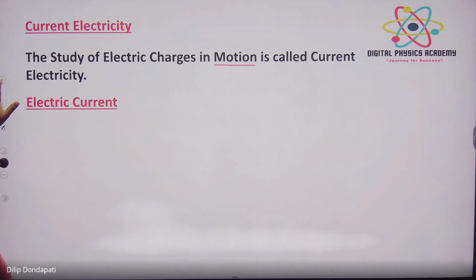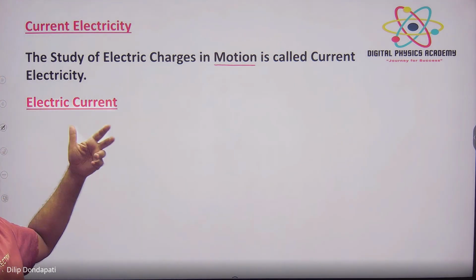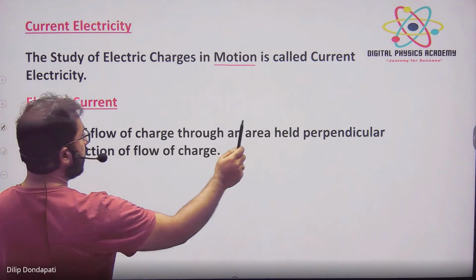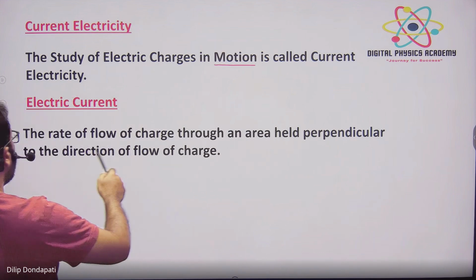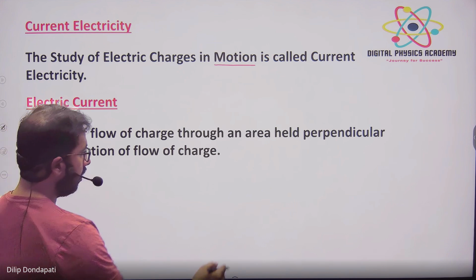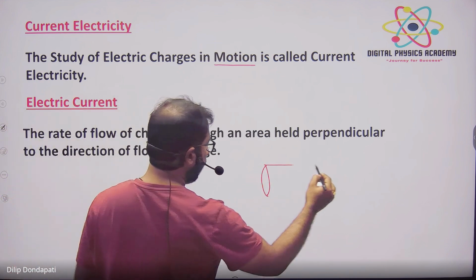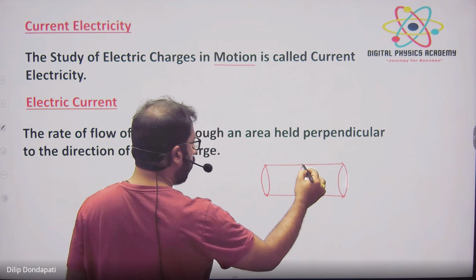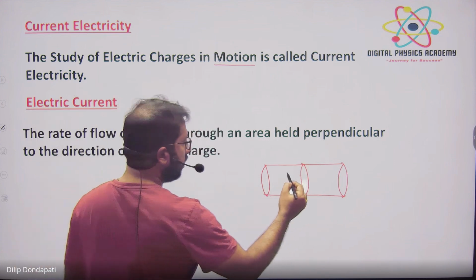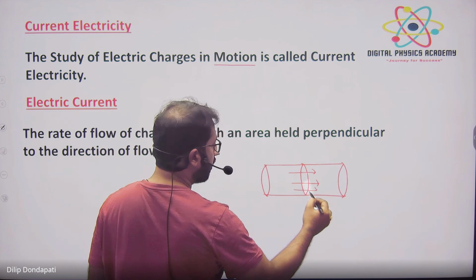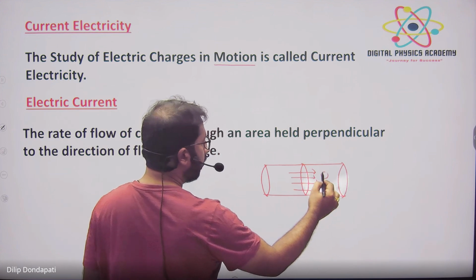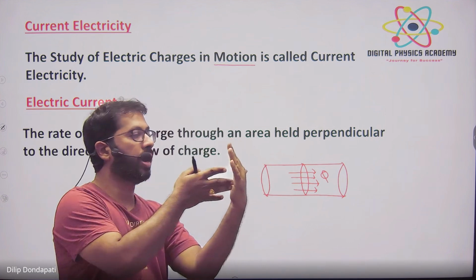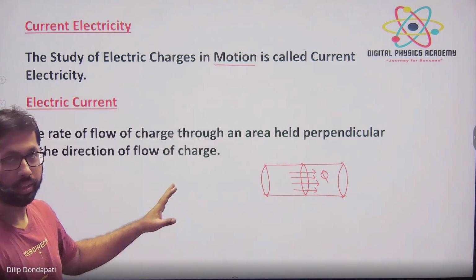Electric current means the rate of flow of charges, right? The rate of flow of charge through an area held perpendicular to the direction of flow of charge. Suppose it's a connector. So what does current say? Rate of flow of charge. How much charge flowing per second is called current. And that area should be held perpendicular to the direction of flow of charge. That's what he's saying.